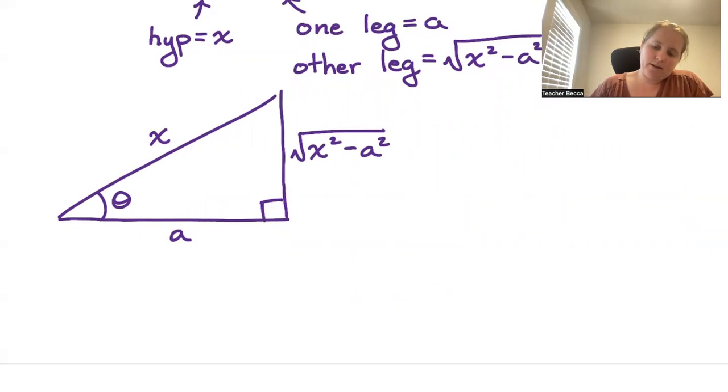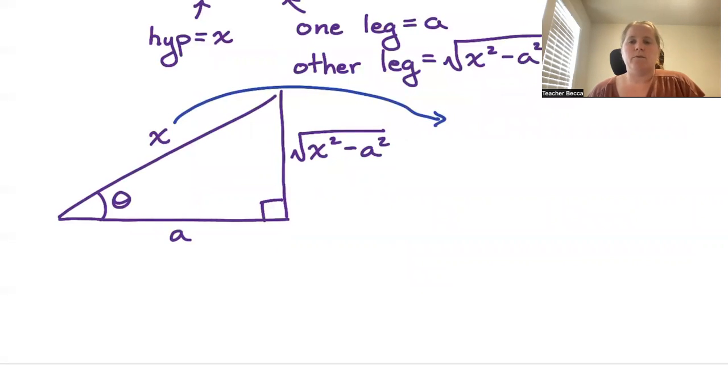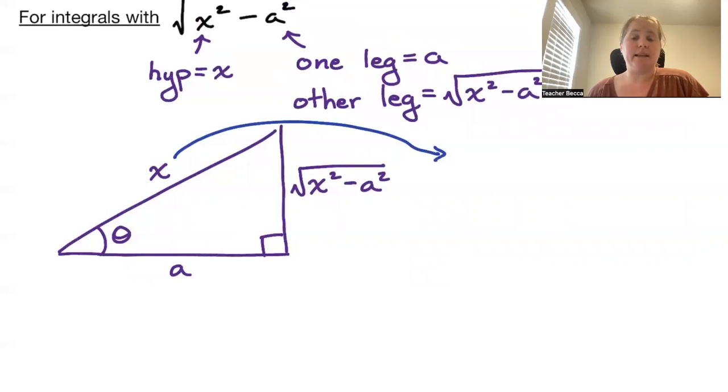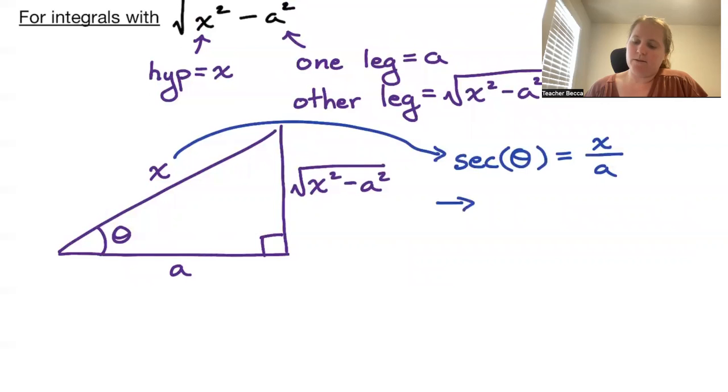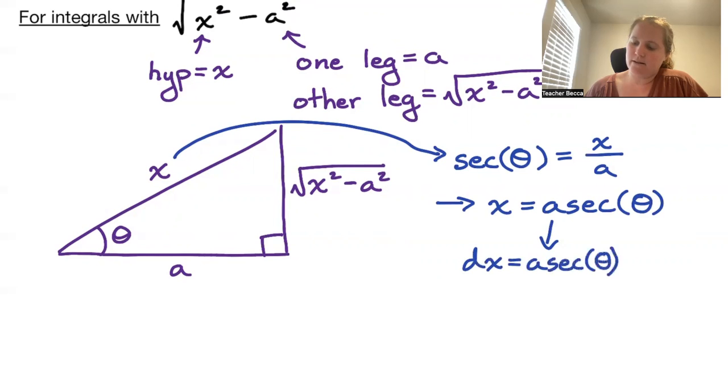If we go ahead and do the x first, the relationship that involves both that x and that a, you could either use cosine or secant. Let's go ahead and do secant of theta is x over a. That means that x is equal to a secant of theta. And that leaves us with dx is equal to a secant theta tan theta d theta.